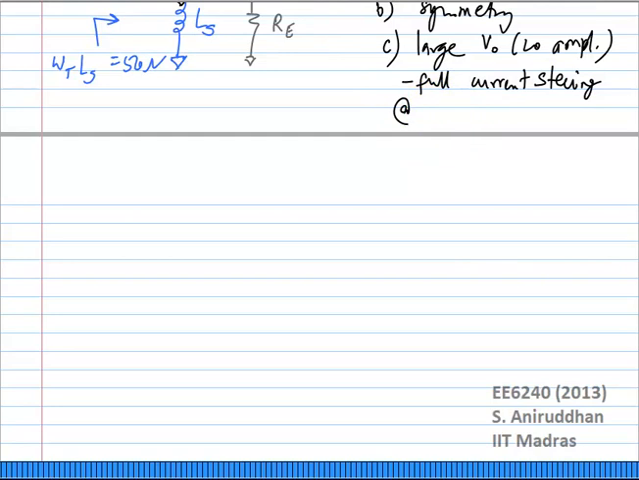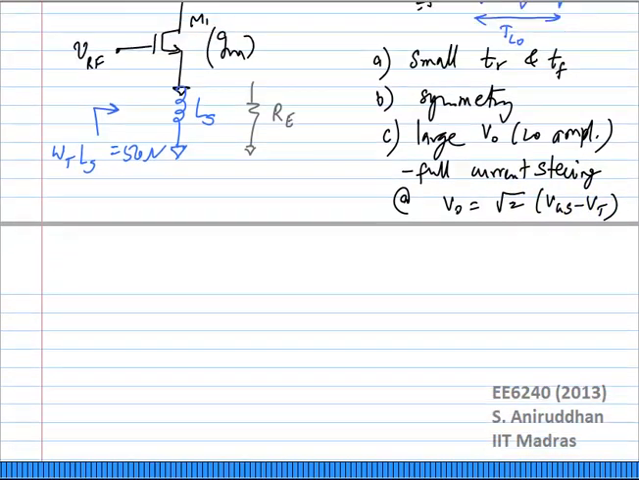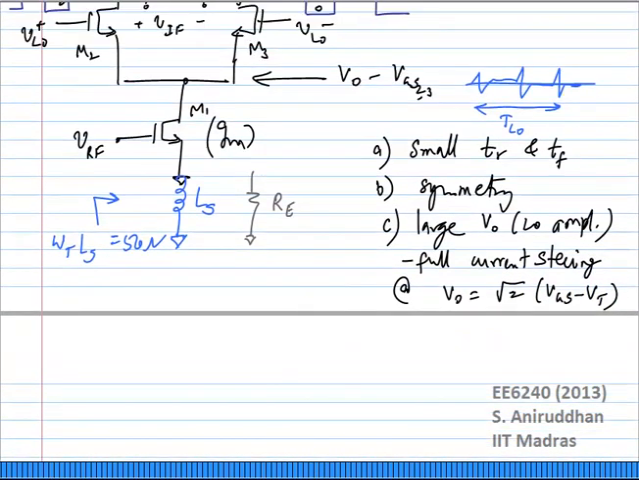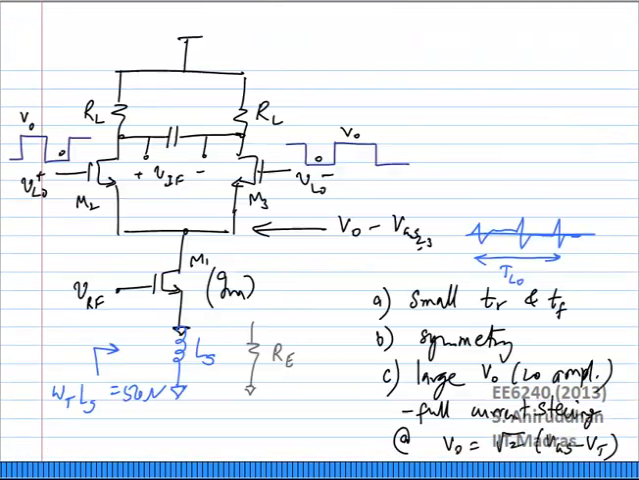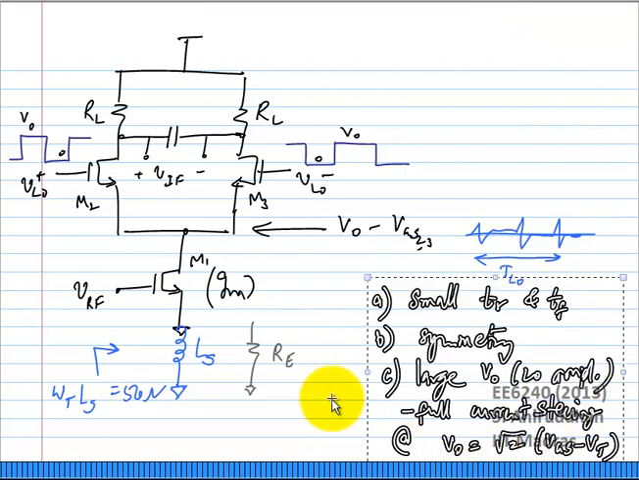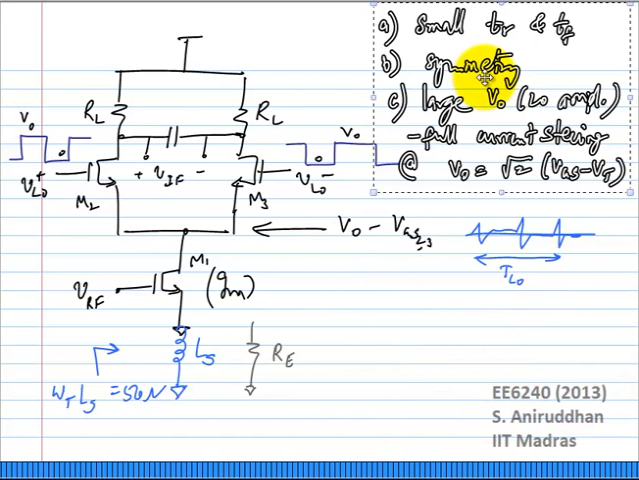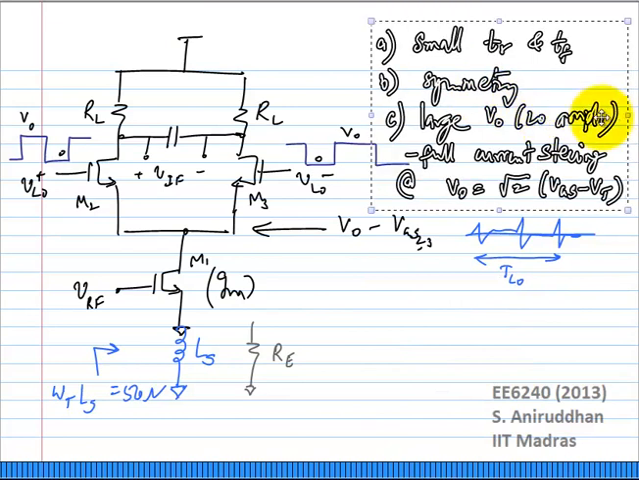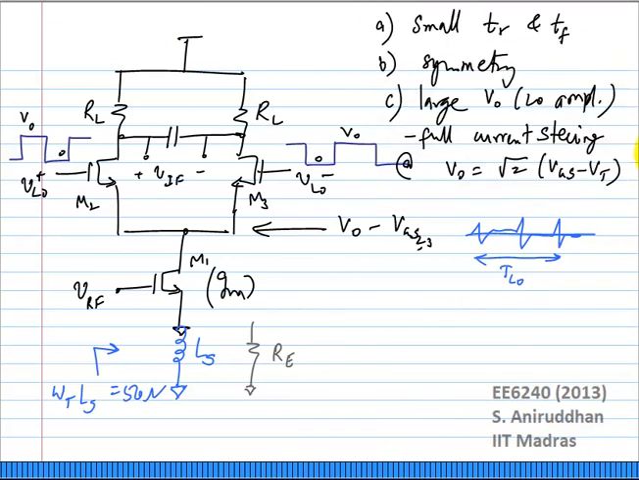At V naught equal to root 2 times VGS minus VT. Okay. I need some more space, so I'm going to move this up. Okay, that's fine. So full current steering happens at root 2 times VGS minus VT.